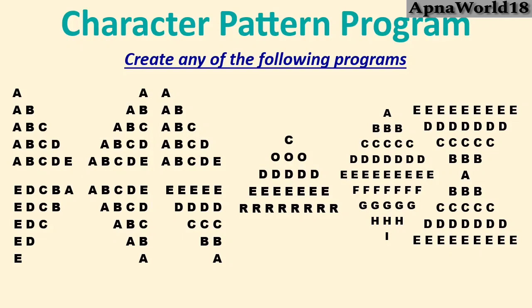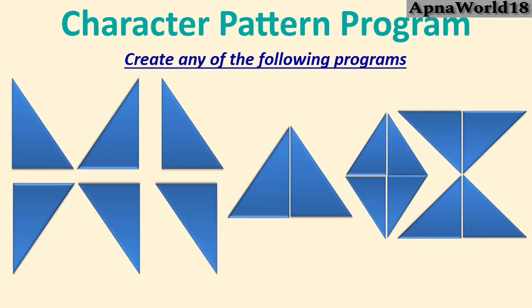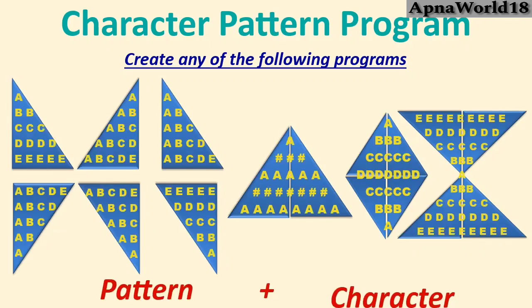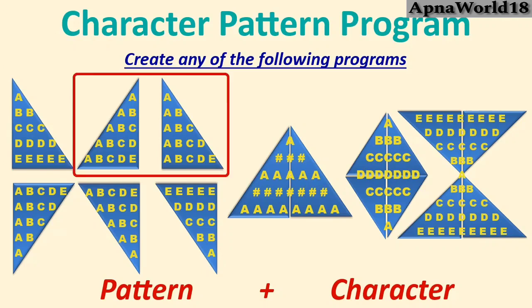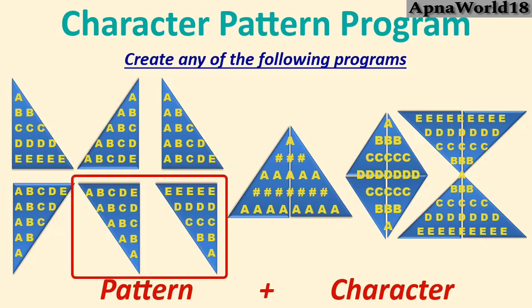If you go through this video, you will be able to make any of these patterns shown and many more. When you are solving a character pattern program, you will notice there are actually two things which make the pattern. One is the pattern or shape and second is the characters which are there inside the pattern. Like over here, the characters are the same but they are in different patterns. Or here the pattern is the same but each of the triangles has different characters.